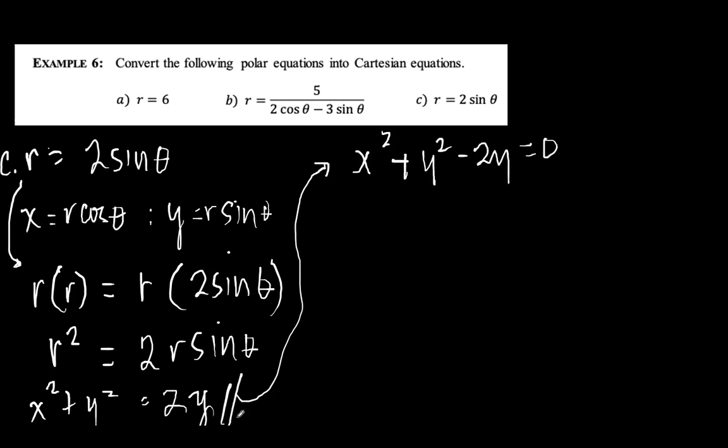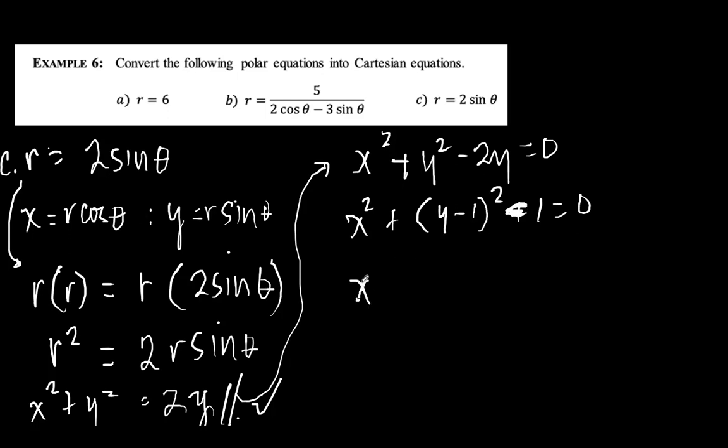Actually, this could be expressed as the answer already, right? This is equivalent to the given polar equation. However, let's try expressing our final answer as a circle in standard form, if it can be. Okay, so let's do that here. So x squared plus, transform this into a y minus something squared, okay? So y minus 1 squared minus 1 equals 0. Sorry, minus 1. This one should be minus 1 by completing the square, all right?